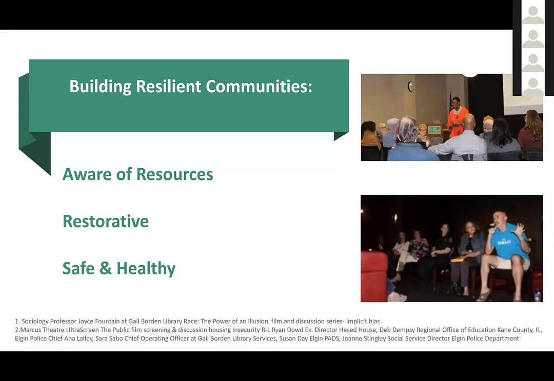Let's see, where am I? So the library has spearheaded efforts or supported partners to designate Elgin as a dementia-friendly community, International City of Peace, trauma-informed community, and autism-aware. Next slide, please.